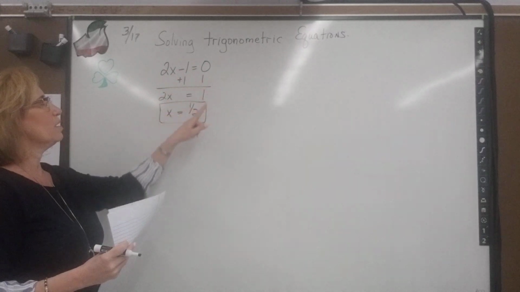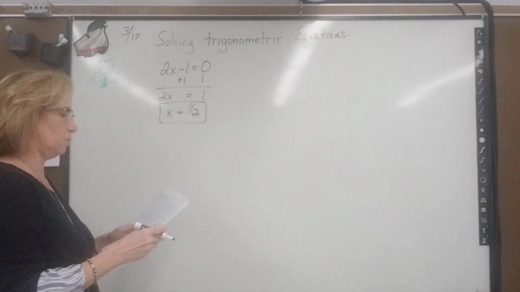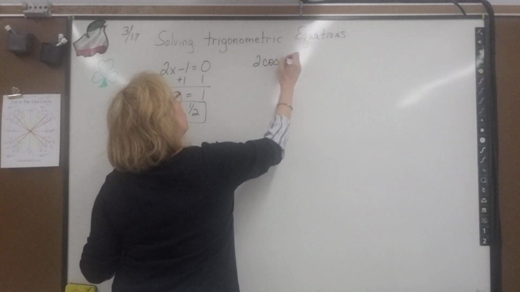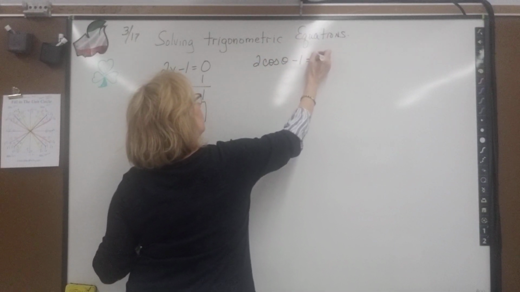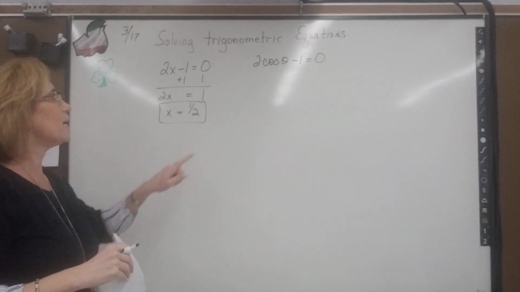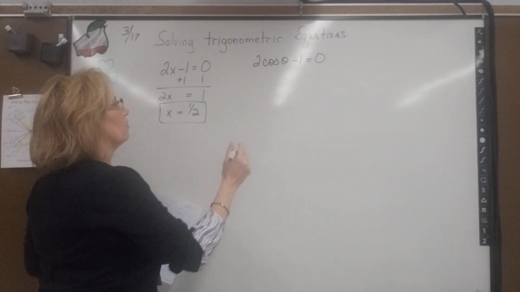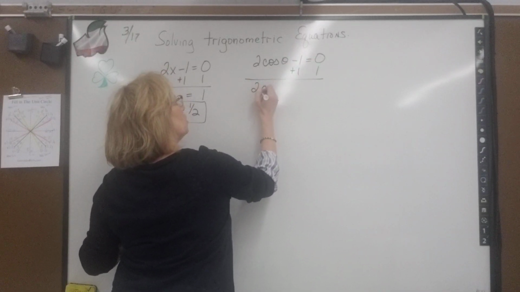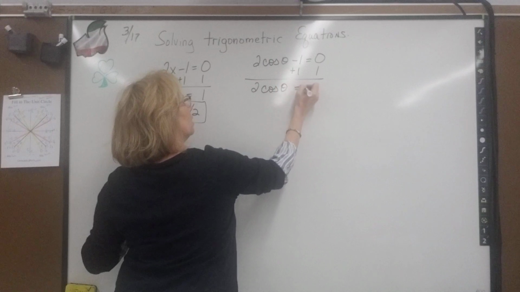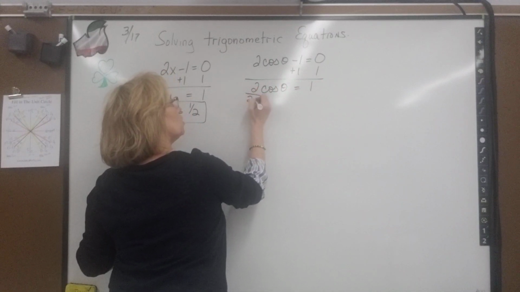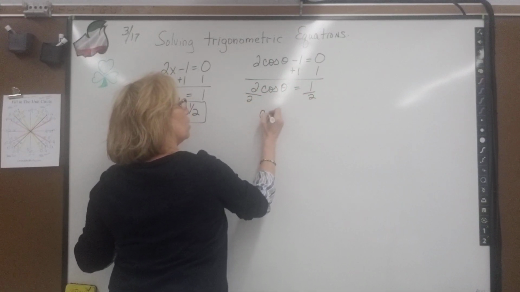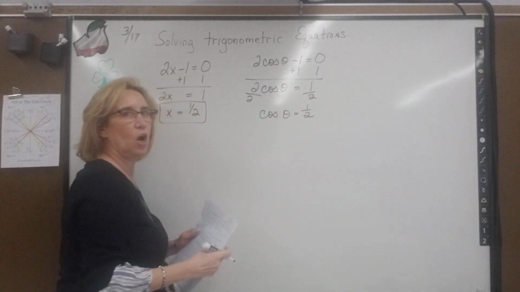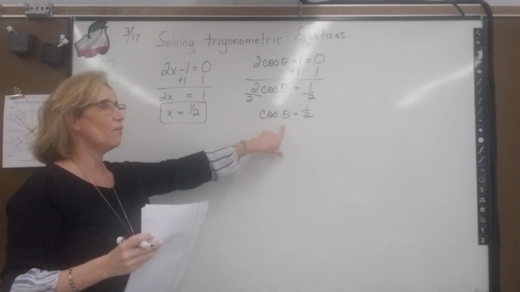I'm just going to take this equation and add something to it. 2 cosine theta minus 1 equals 0. So all I did was add the trig function cosine to it. All right, we're going to add 1 to both sides. 2 cosine theta equals 1. Divide both sides by 2. Cosine theta equals 1/2. Okay, what we are doing here is we are solving for theta.